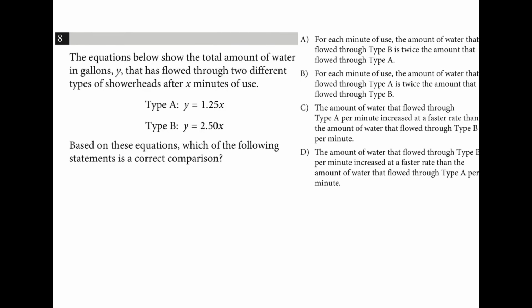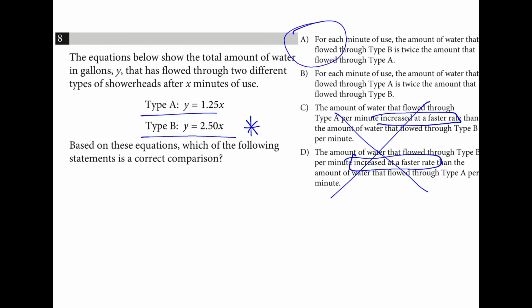We have two equations for different shower heads here, type A and type B. Just looking at the slopes, B, the water comes out twice as fast. And these are both linear relationships, so they're not increasing at faster rates. Those are both wrong. And B is twice the amount as A. So that's why A is our answer.